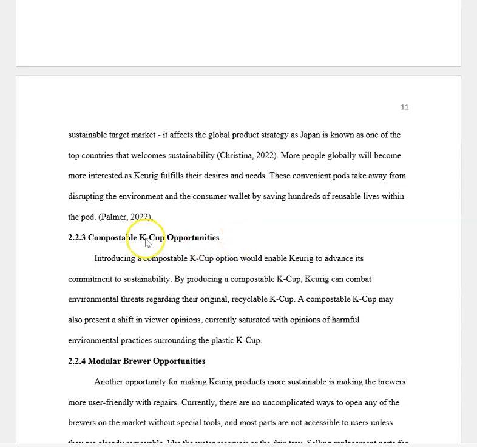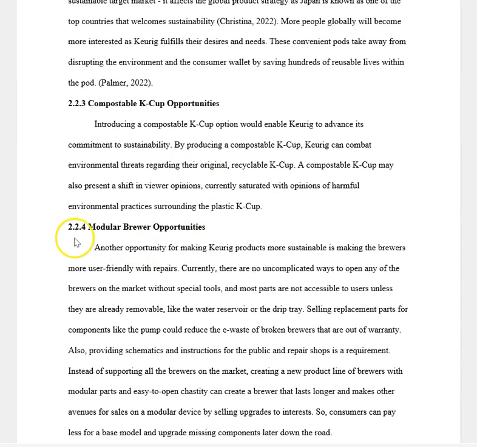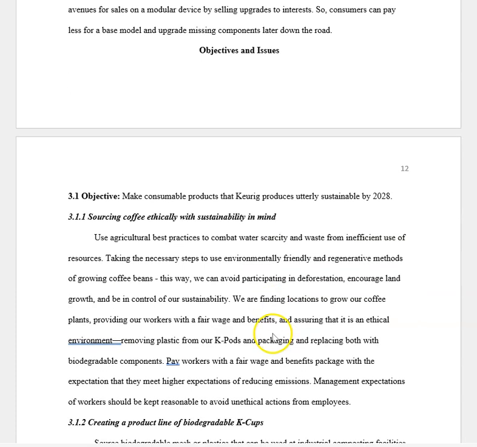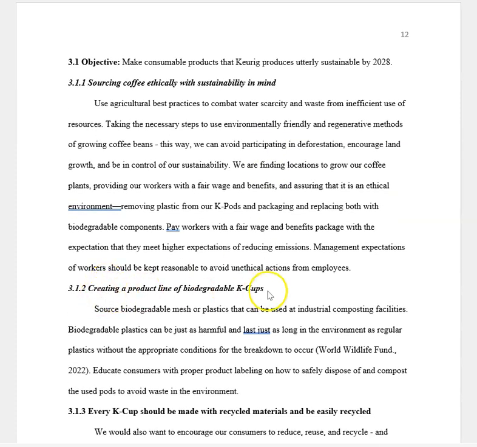Again, here's another level 2 heading, combustible K-cups opportunities. That's a major idea related to the level 1 heading, opportunities. Again, here's a level 2, it's about another major part, the modular brewing opportunities, so it's level 2 related to the company. Here's a level 1, objectives and issues. It's a level 1 heading, and related to that is the objective, and so they just spell it out. And then subordinate to that is a level 3 heading, which is left justified. And all these major words should be capitalized in a level 3 heading too, so that's a little bit of an error there.